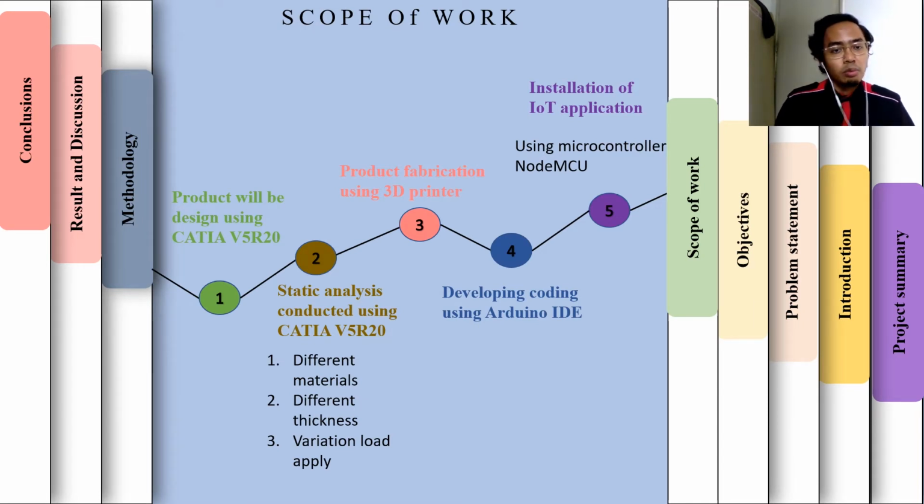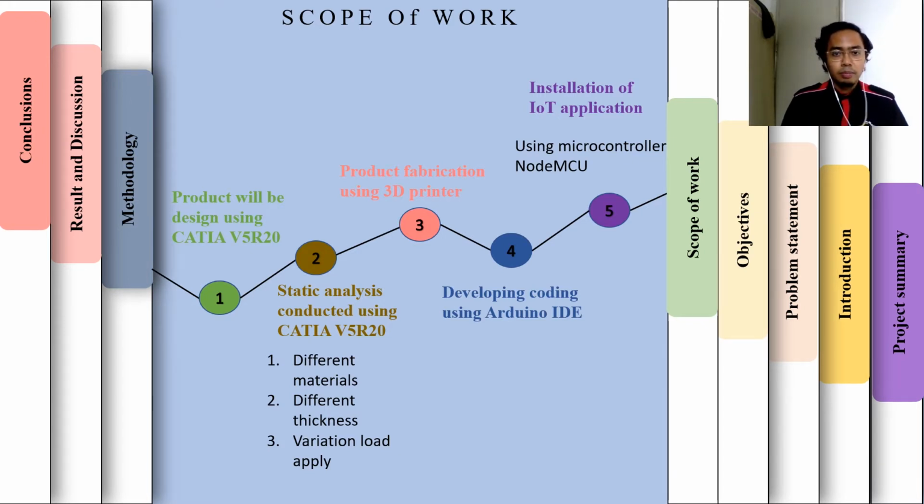First, the scope of work involves designing the AFO product using CAD software, which is CATIA V5R20. Second, after the product has been designed, the same CAD software, CATIA V5R20, will be used to conduct a static analysis. Two different values need to be taken in this static analysis, which are the von Mises stress and the displacement. We have three different parameter settings in the static analysis. The first is using three different materials. The second is using three different thicknesses, and the third is applying variation of load to the AFO.